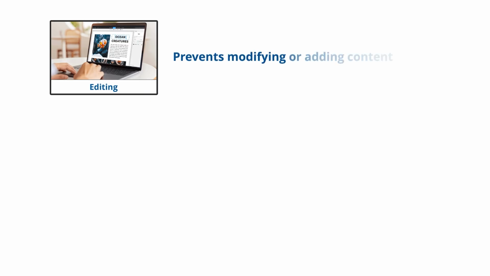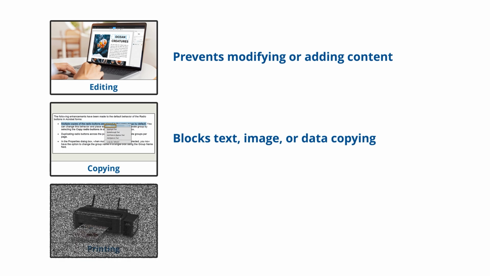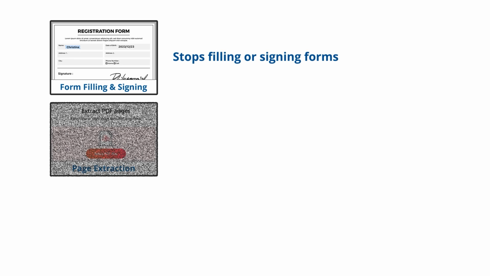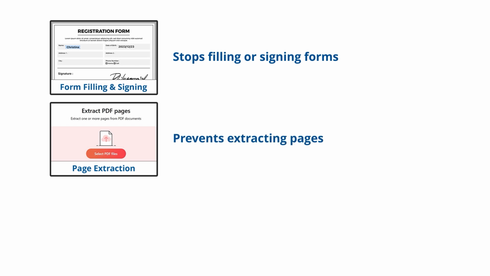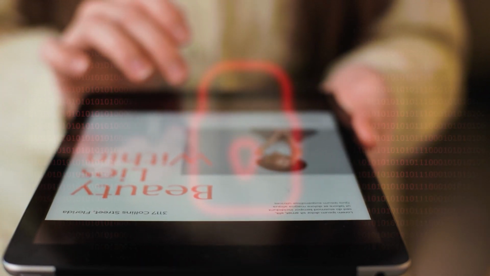Editing prevents modifying or adding content. Copying blocks text, image, or data copying. Printing disables printing the PDF. Form filling and signing stops filling or signing forms. Page extraction prevents extracting pages. Document assembly blocks rearranging or creating new PDFs. PDF restrictions are useful for securing data, but unnecessary restrictions can become frustrating.